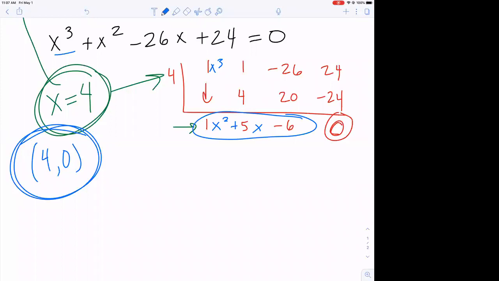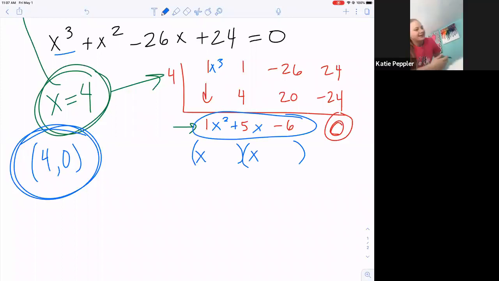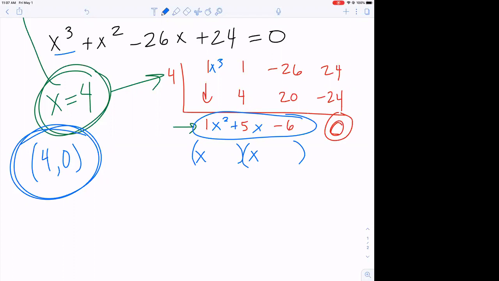Yeah, just box it, but without the box. X. And what times what gives you negative 6 that adds to get you 5?